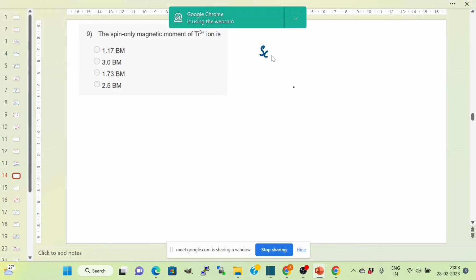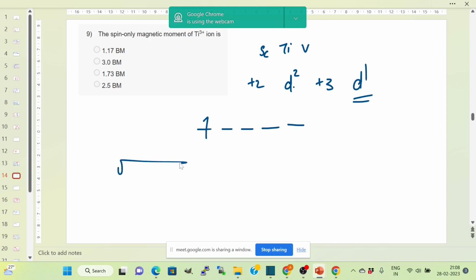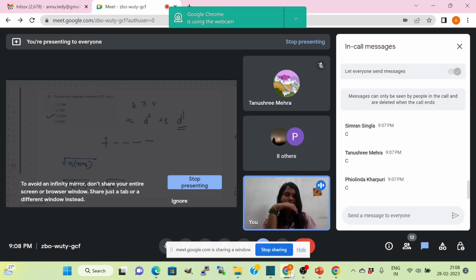Right. So scandium, titanium, vanadium, and so on. So titanium in its plus 2 state will have d2. In plus 3 state, it will have d1, right? So let me just draw the 3d orbitals. I only have one electron. So the spin-only magnetic moment is root of n into n plus 2, and n here is 1 because there is only one unpaired electron. So 1 into 1 plus 2 is equal to 3. Root 3 is 1.73 BM. So everyone has answered rightly.